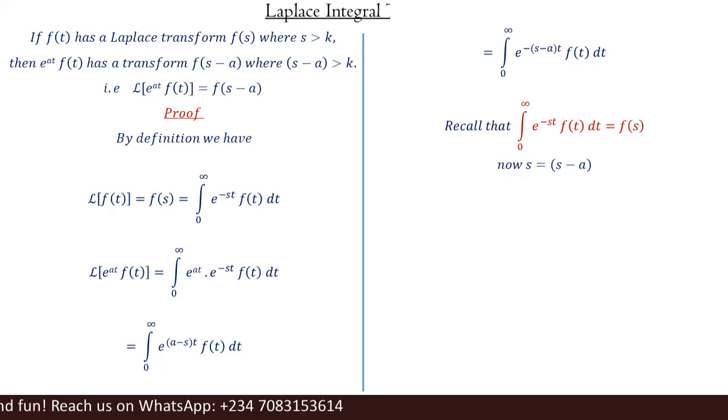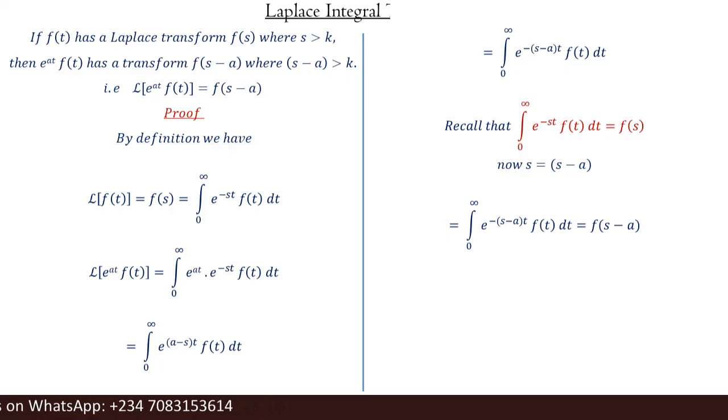S is equal to what? S minus a, comparing both of these Laplace. Okay, so if it is true, we see that the Laplace transform of f of t gives us the integral from 0 to infinity of e raised to the power of minus st f of t dt, which gives us F of s. So in place of this s now, we are going to write what? S minus a, because s is equal to a.